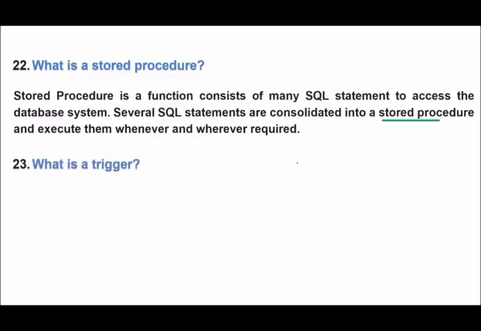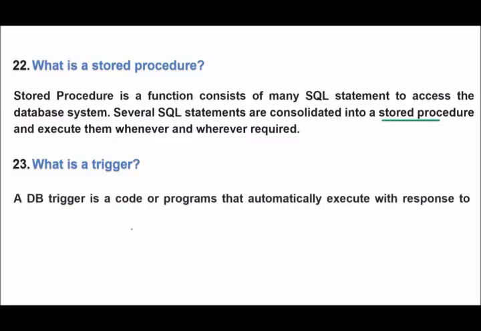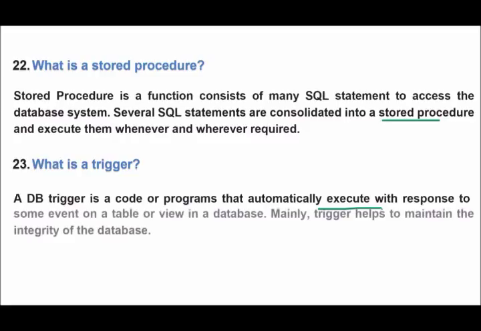What is a trigger? Just in normal life, your teacher says the day after tomorrow you'll have an exam. So that is a trigger that you will start studying right now. You'll go to your house and just prepare yourself for the exam. This is a trigger. So a DB trigger, a database trigger, is a code or program that will execute automatically in response to some event on a table or a view in the database. Any trigger helps to maintain the integrity of the database.